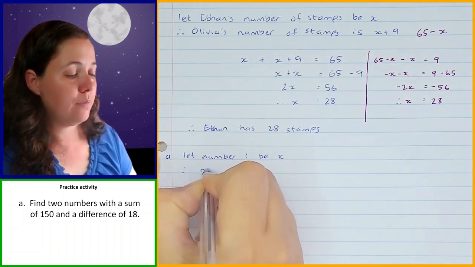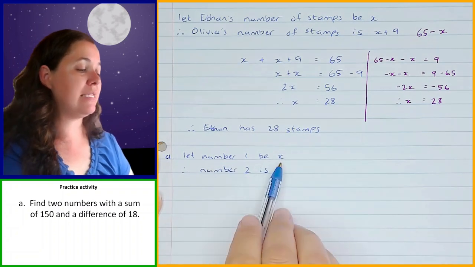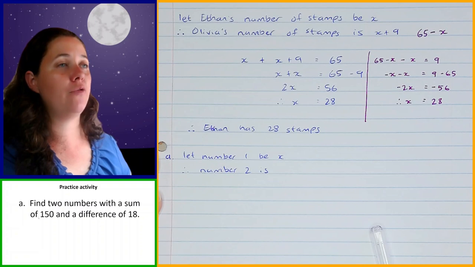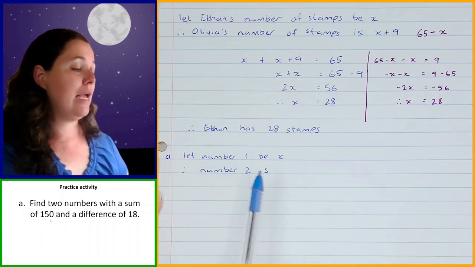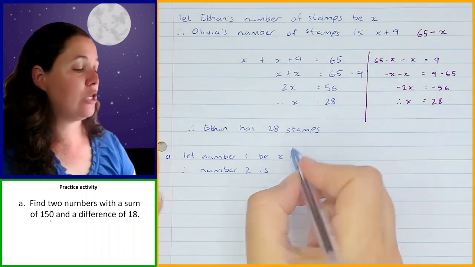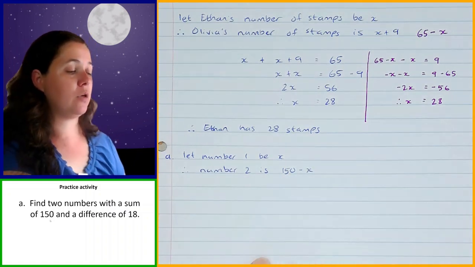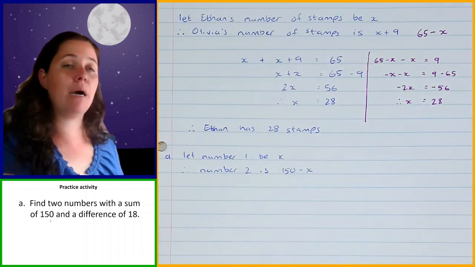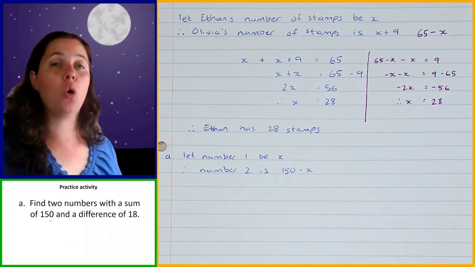Therefore, number two is, okay, so if number one is x, I'm going to use the information about the sum over here to write down number two in terms of x. So if number one is x, then that means number two must be 150 minus x. It's the total minus number one. Okay, so that is what I have got for my number one and my number two, and I'm going to go and use those to help me to work out what x is.